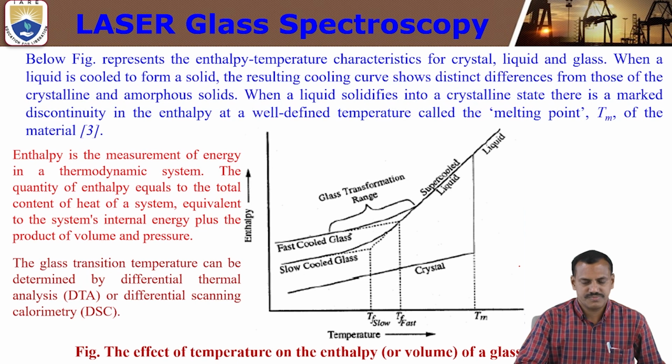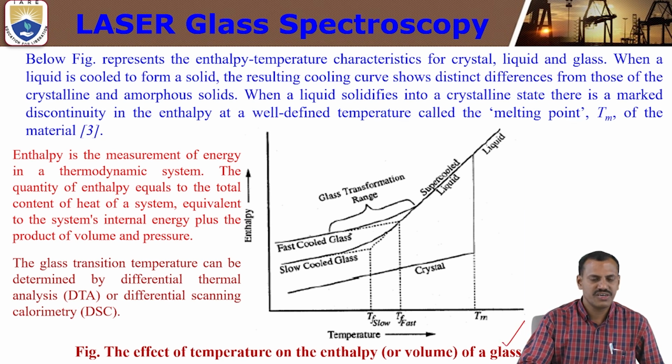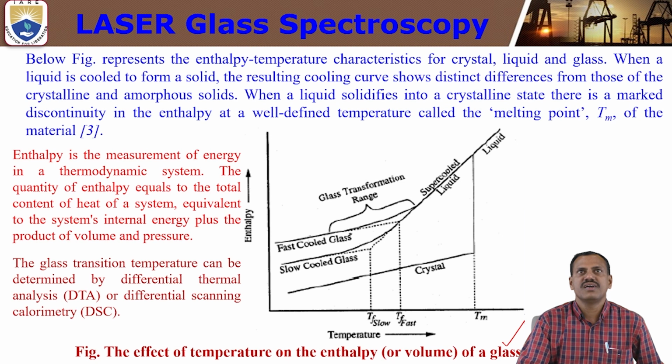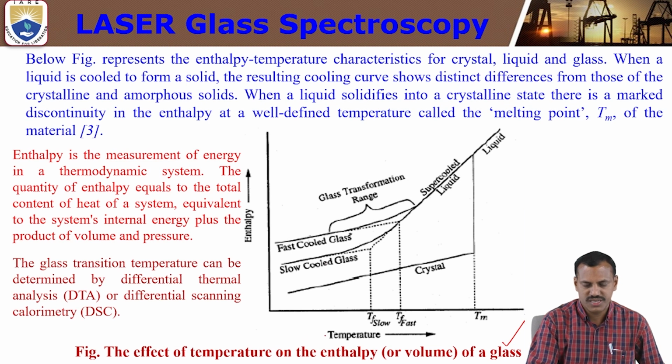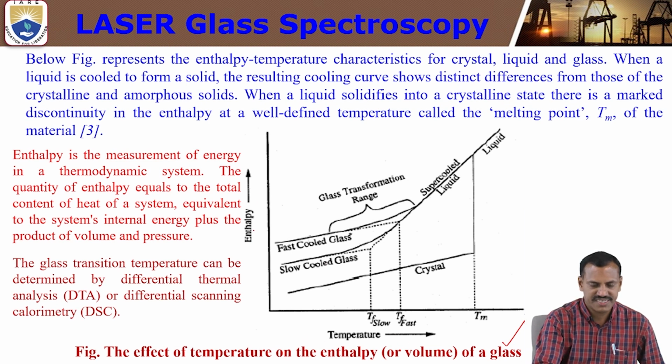Next, this diagram shows the effect of temperature on the enthalpy or volume of the glass. The figure represents the enthalpy-temperature characteristics of crystal, liquid and glass. When a liquid is cooled to form a solid, the resulting cooling curve shows distinct differences from those of crystalline and amorphous solids. See this curve: the x-axis is temperature and the y-axis is enthalpy.